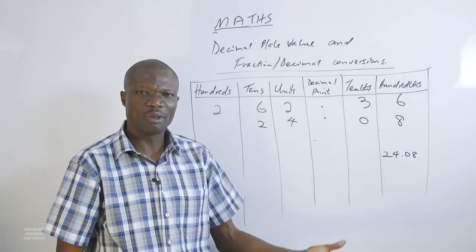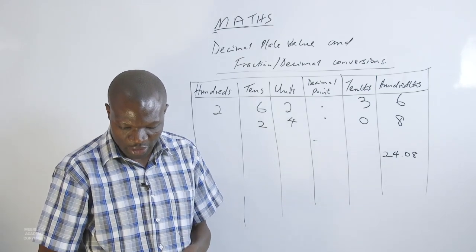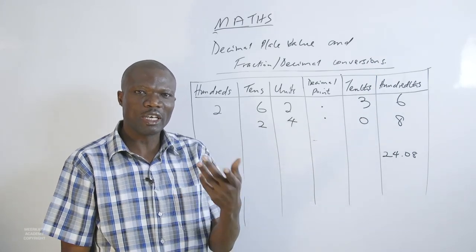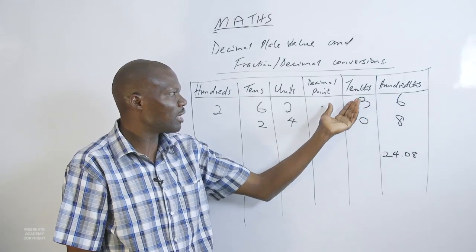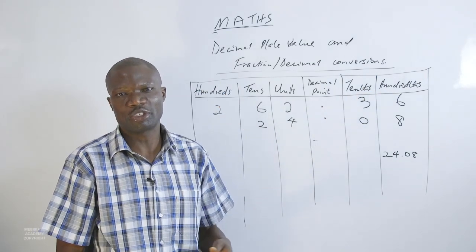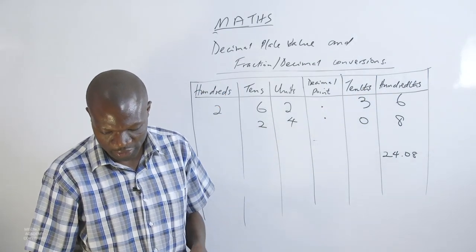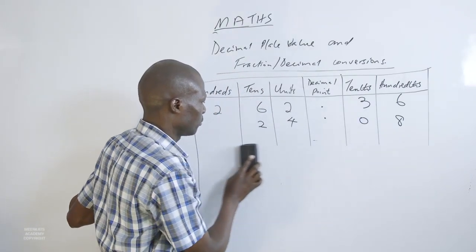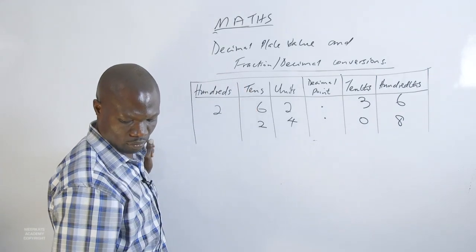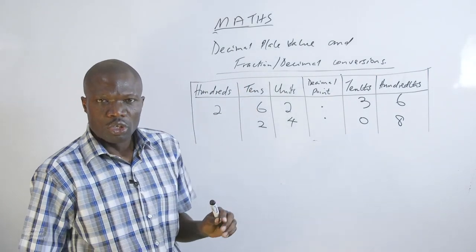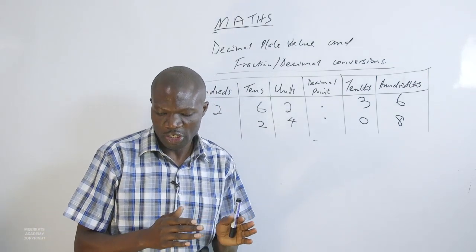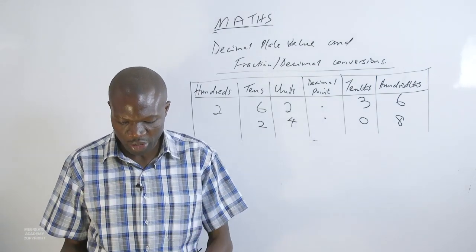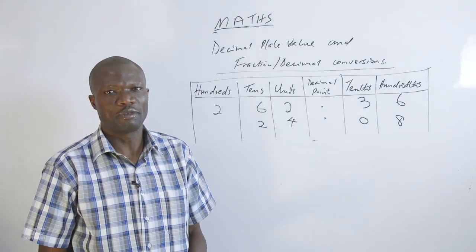Now, when is this important when we are carrying out conversions? It is very important because this fractional part will always guide us. The part for the tenths and hundredths will always guide us what fraction it is going to represent. So to convert decimals into fractions, we shall be required to know the following.